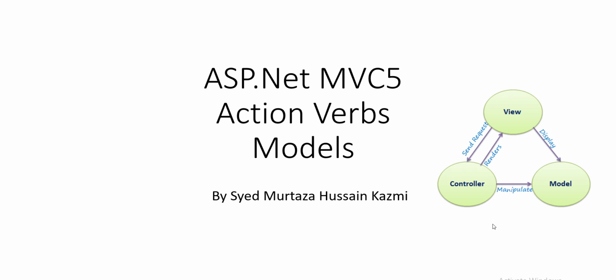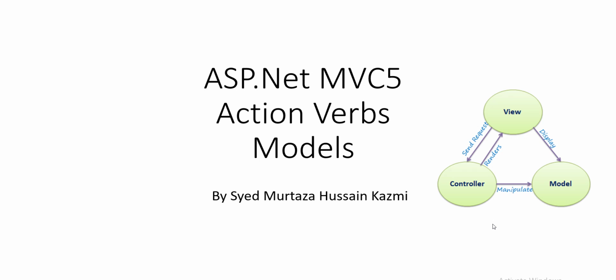Before we start, let's recall the important points within the action selectors. The first point: the MVC framework routing engine uses action selector attributes to determine which action method to invoke. Second, three action selector attributes are available in MVC 5: action name, non-action, and action verbs, which we will see today.